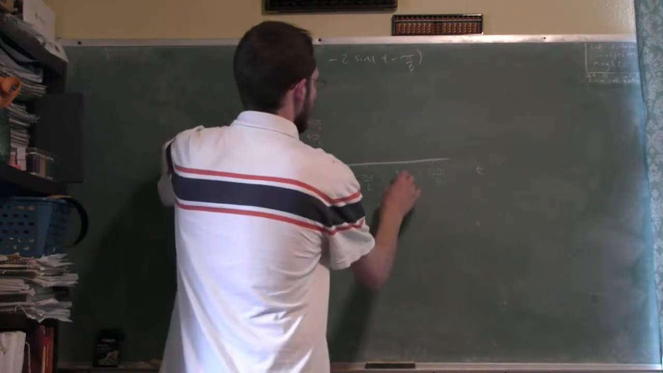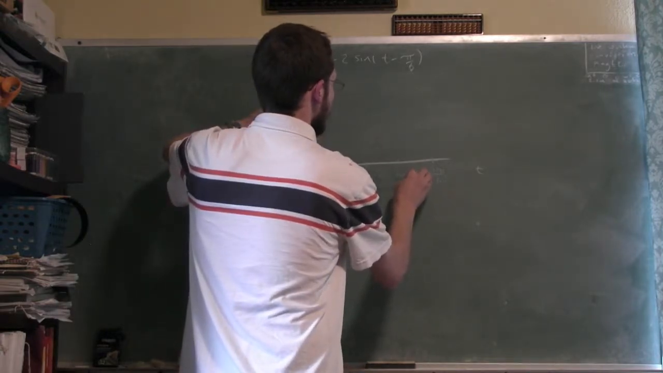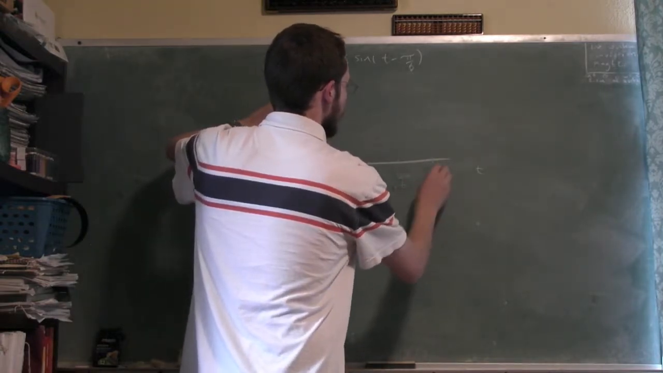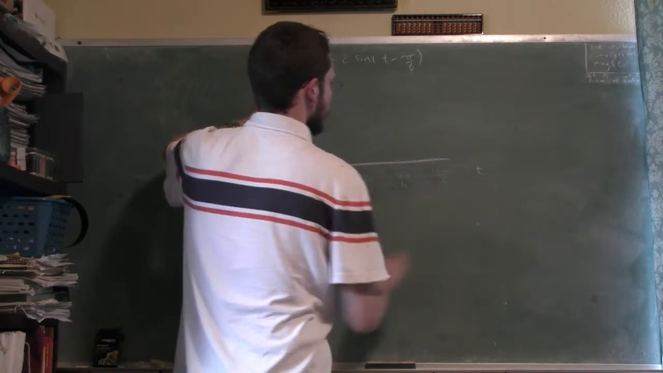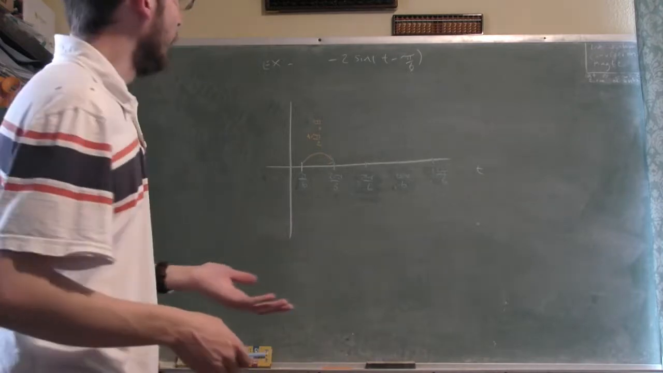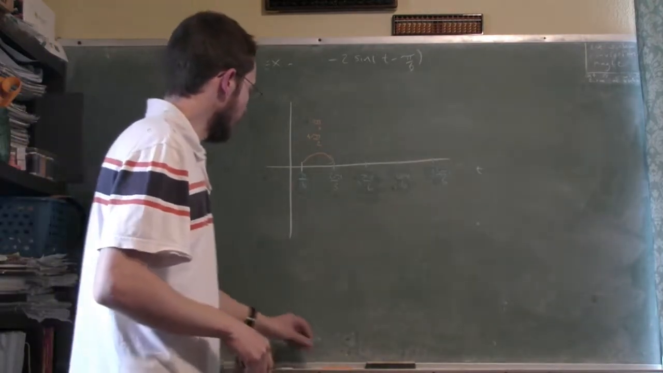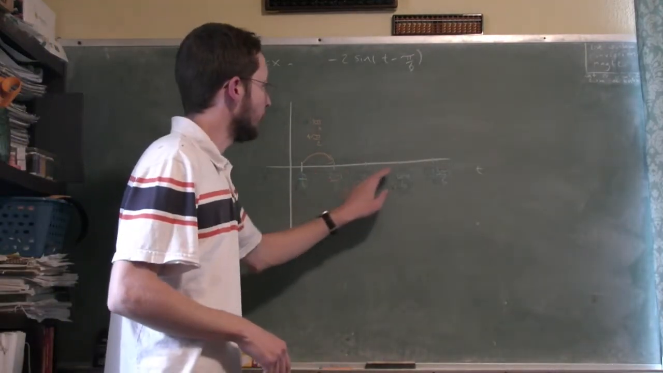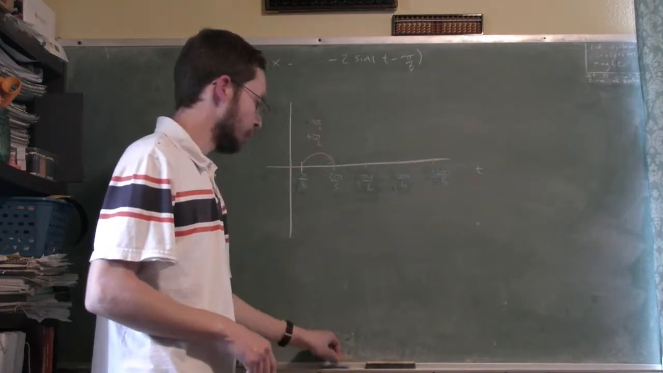That would be 10 pi over 6. This would be 13 pi over 6. Okay. So you just add the period over 4 multiple times.